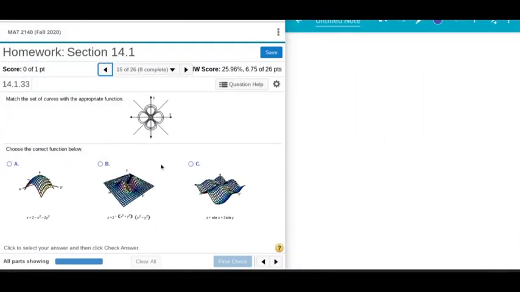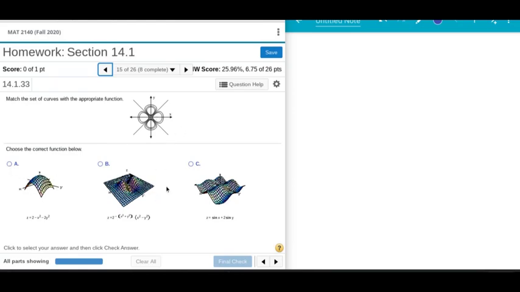Okay, now let's try the opposite. We're given the level curves, and we have to match them with the surface that they came from. So this is the projected level curves onto the domain or the XY plane from a surface. And so you want to say, well, what surface would give me those level curves? Right away, A cannot be correct. It doesn't seem like it would match up at all.